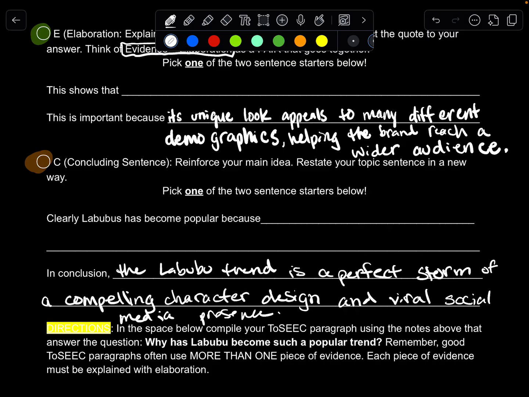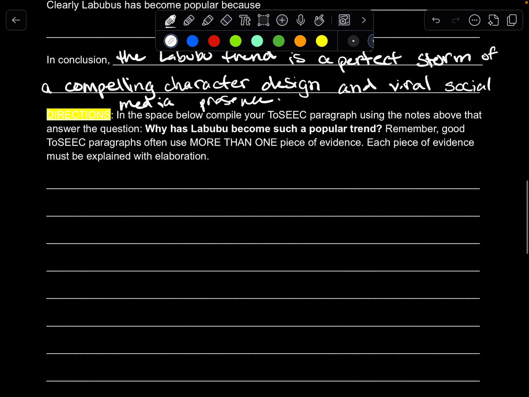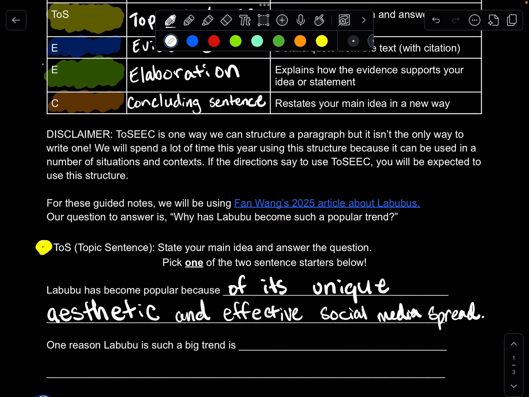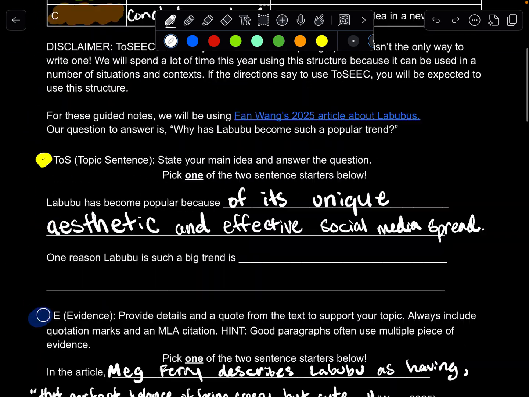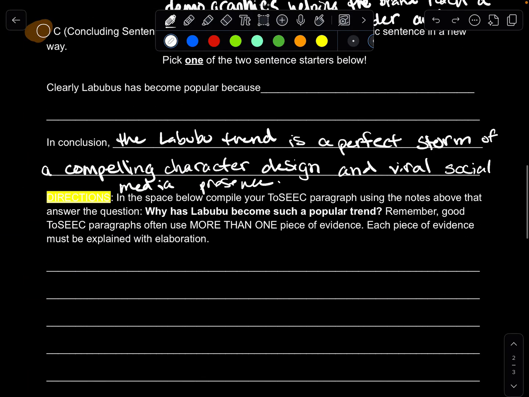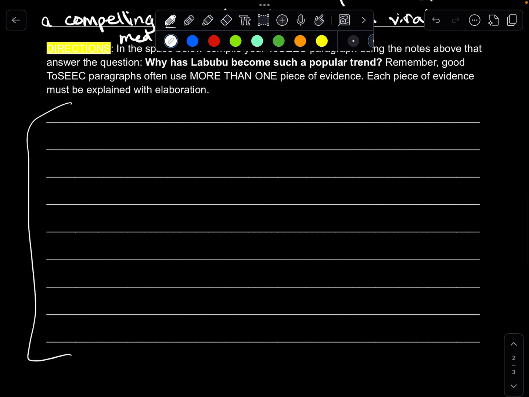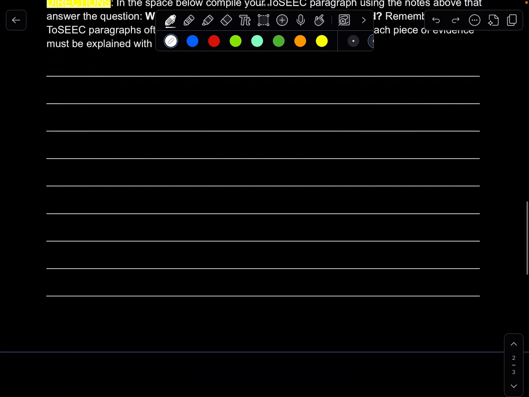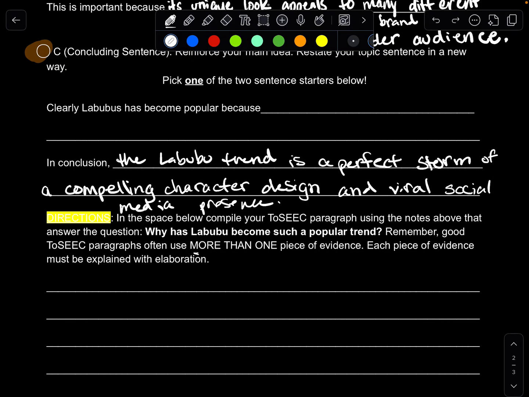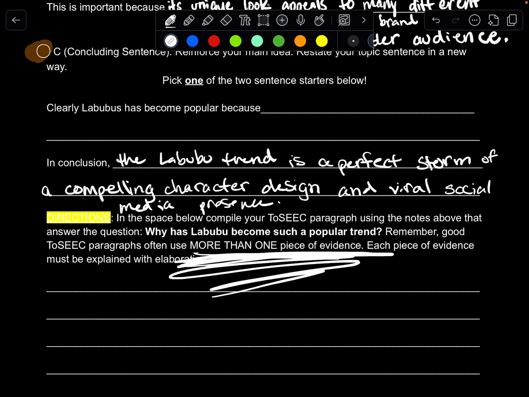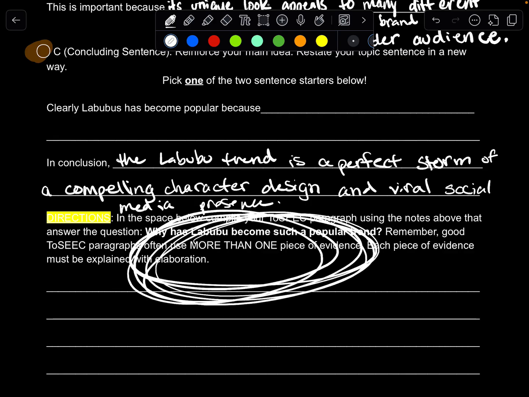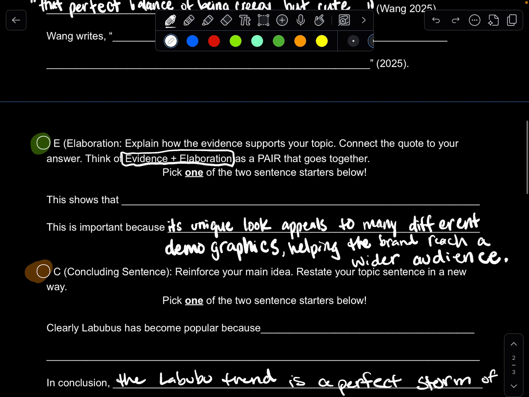All right. Now, for the final part of your structure notes, you are writing a ToSEEC paragraph, but guess what, friends? You already wrote it. So you are simply taking the topic sentence that you wrote, the evidence, the elaboration, the concluding sentence, and you're just putting it together. Now, I will say, though, in my example, I gave one evidence and one elaboration. A good ToSEEC paragraph will have more than one piece of evidence, all right? So I want to make sure that you're understanding that a good ToSEEC paragraph has more than one piece of evidence. And every time we use evidence, we connect that with elaboration.